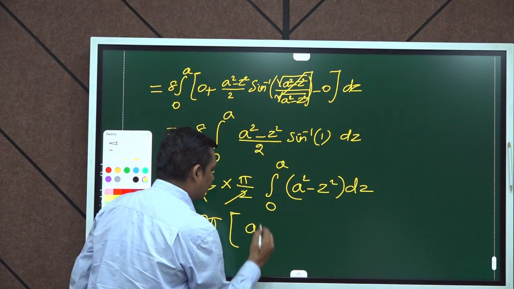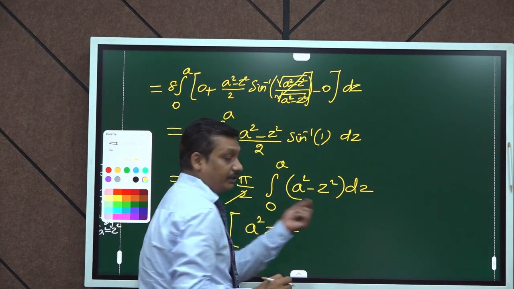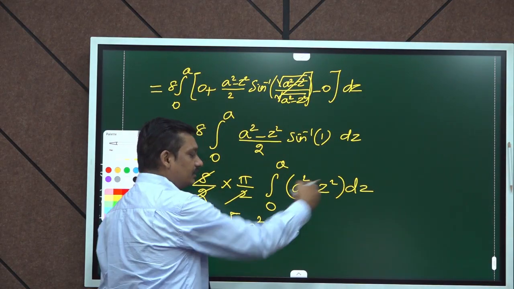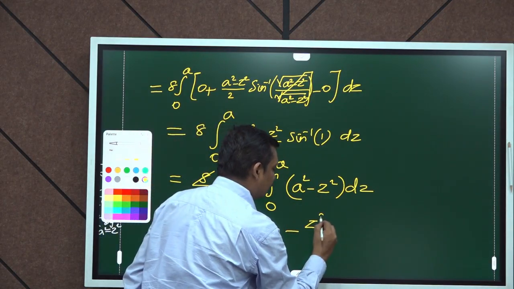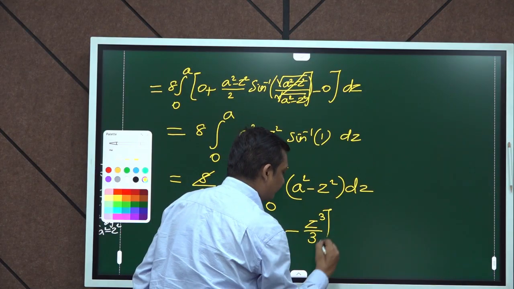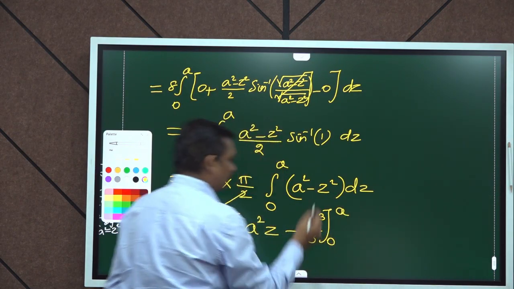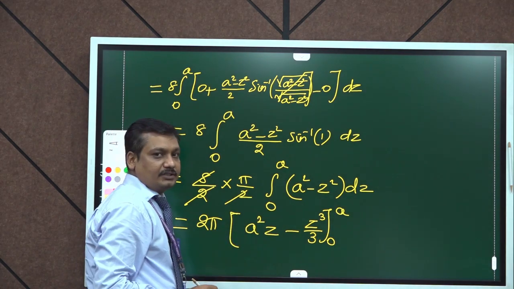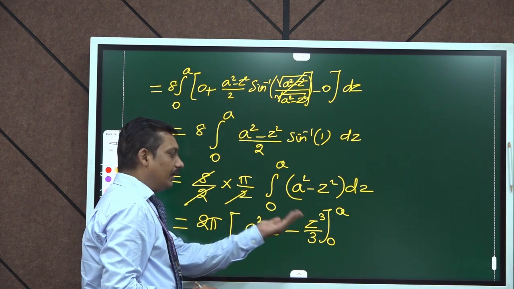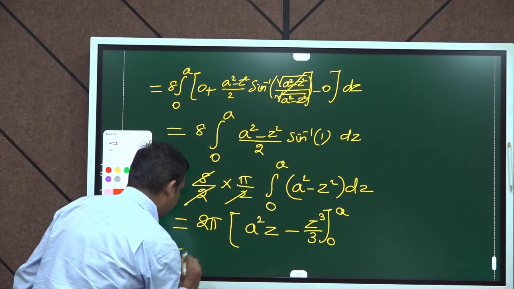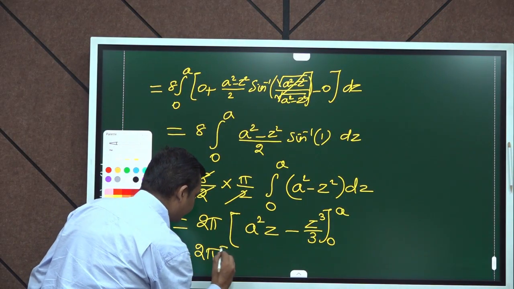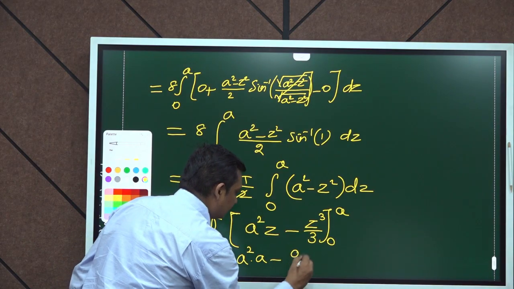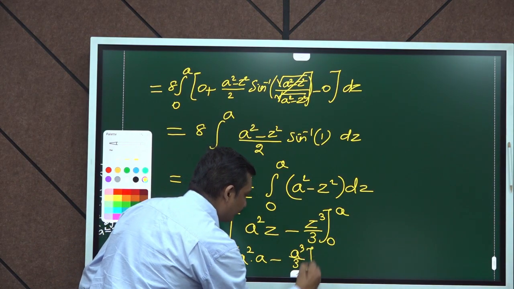Integration of a squared: because there is no integrand variable, the constant is a squared. Integration of a constant a squared is a squared z, then integration of z squared is z cube by 3, from 0 to a. Now substituting upper limit as well as lower limit. Lower limit is obviously 0, so no need to explain it, and upper limit is a. Now substitute here, 2 pi times a squared into a minus a cube by 3.